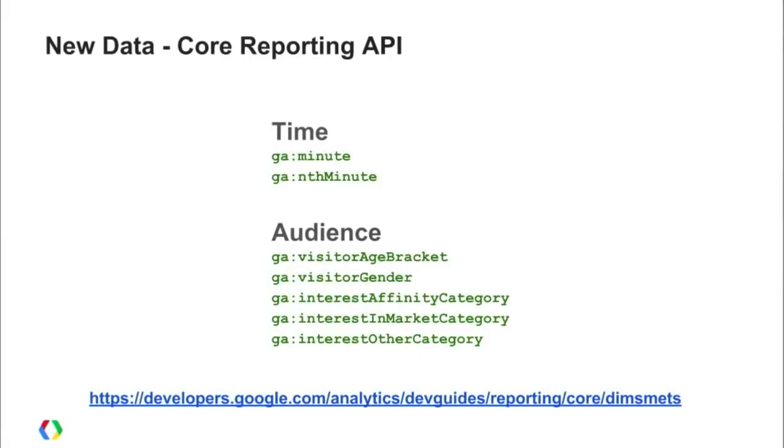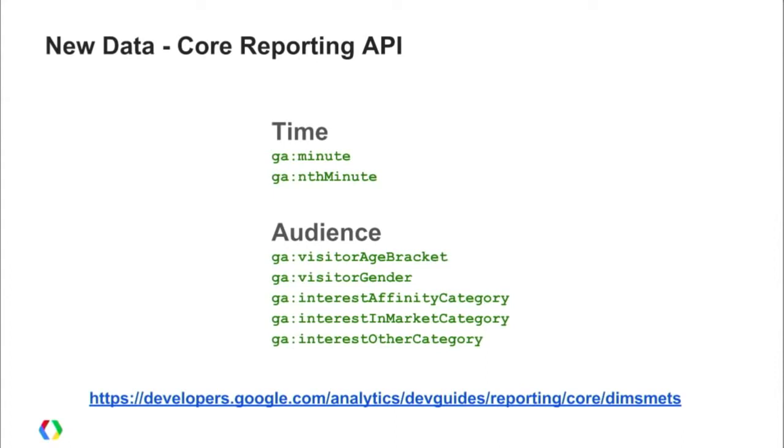The next thing is the core reporting API. We've added some new data again to the core reporting API. The minute was actually something that a lot of people had requested, minute level data, and now we actually have this. So you can query by minute, which is pretty impressive when you do it for a long period of time. It's crazy that you get that much data back. And then we have the nth minute, which is kind of an indexed value that will show you basically index values over the time period that you've specified.